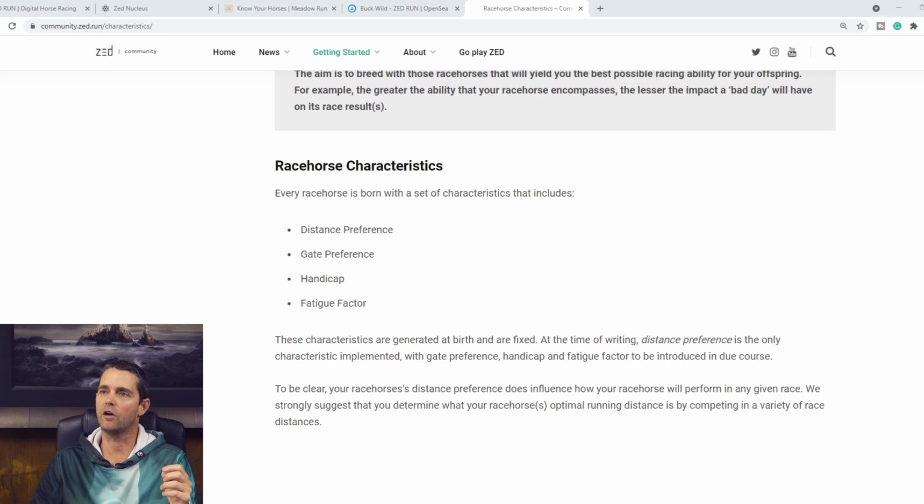Okay, so I'm here on one of the Zed blog pages and we can see racehorse characteristics here. You can see that every racehorse is born with a set of characteristics that includes distance preference, gait preference, handicap, and fatigue factor.